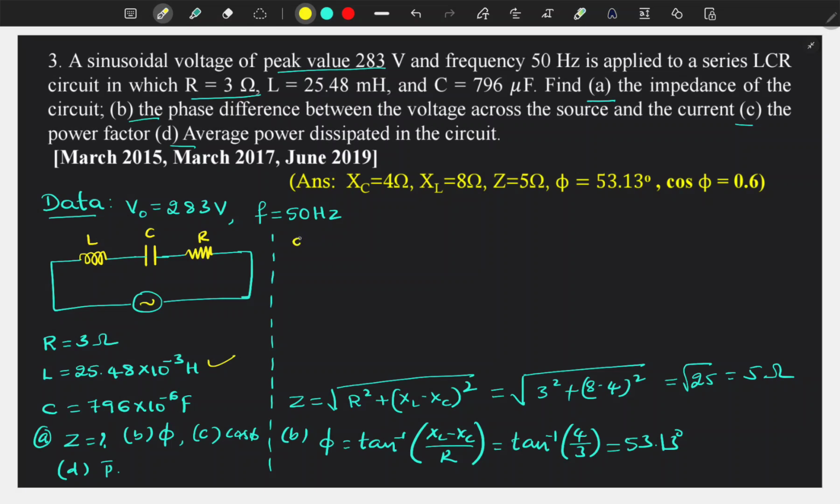Next we have question C, that is power factor. Cos phi is equal to R by Z. R is 3 divided by Z is 5. So we'll get 0.6.